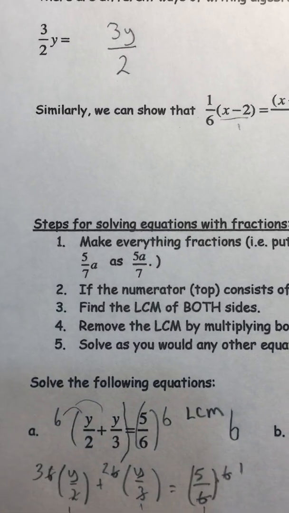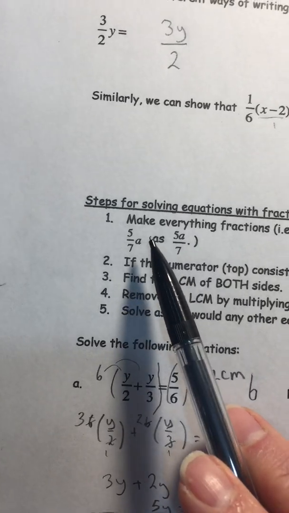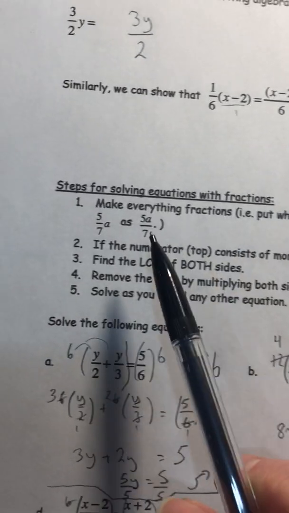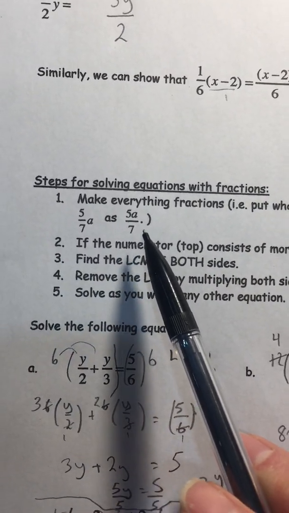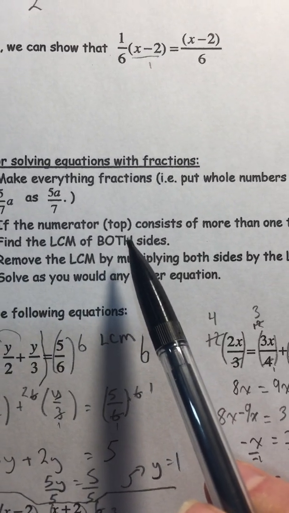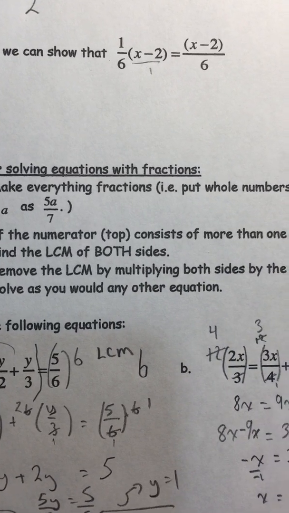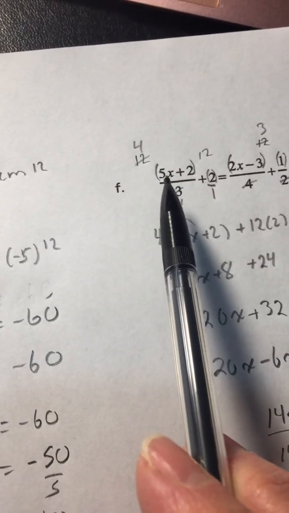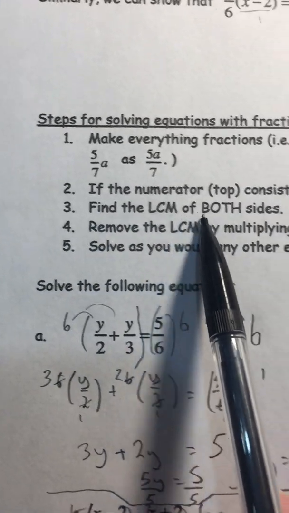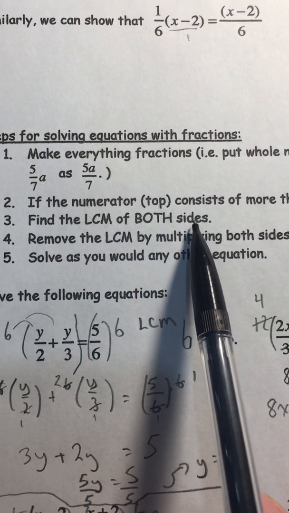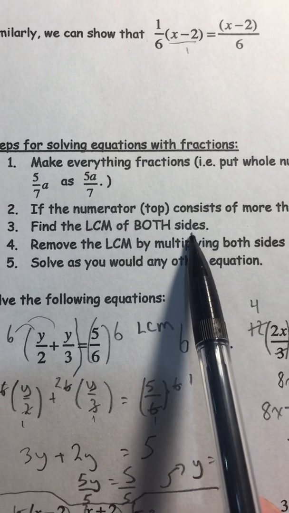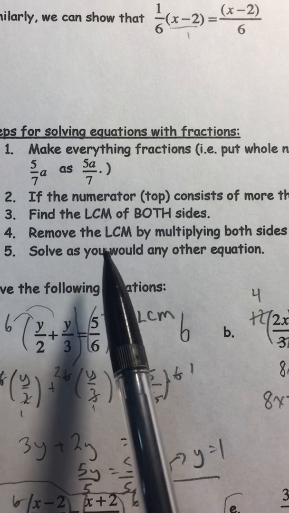So when we go back to this explanation of the steps, I've said make everything fractions. In other words, put whole numbers over 1 and write fractions such as this as that. If the numerator, top, consists of more than one number, put them in brackets. So that's like here. The numerator was like 5x plus 2, so I said put those in brackets. Find the LCM of both sides. So what would be the number that all the denominators in your entire question can go into? You're going to remove that.